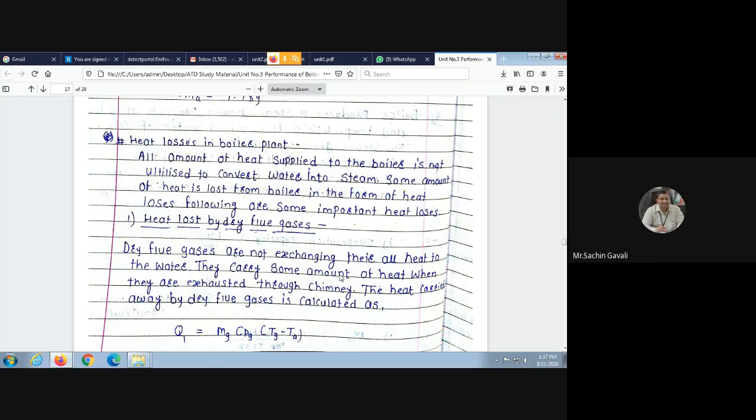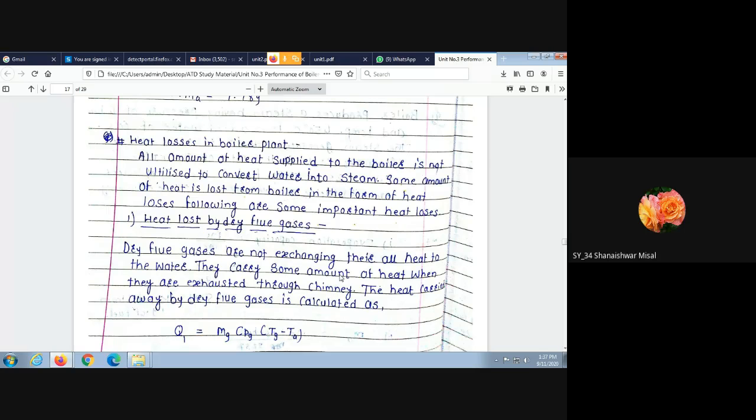First, heat loss due to dry flue gases. When flue gases leave the chimney, they carry some amount of heat, and this acts as a heat loss. This loss can be calculated by a formula.